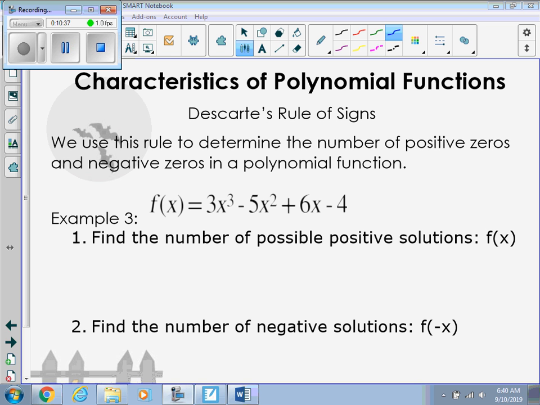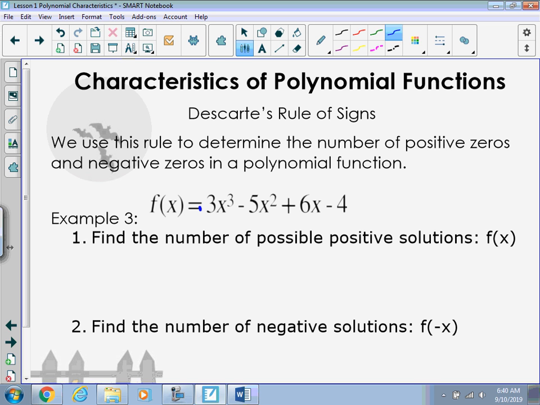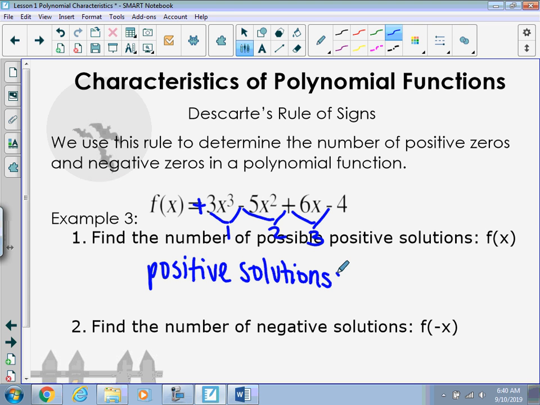So the possible positive solutions, we look at f of x and we decide how many times the sign changes from positive to negative. So technically this 3 out in front is positive. So we go from positive to negative, so that's 1. And then we go from negative to positive, that is 2. And then we go from positive to negative, that is 3. So for the number of solutions, or zeros, we could have 3.